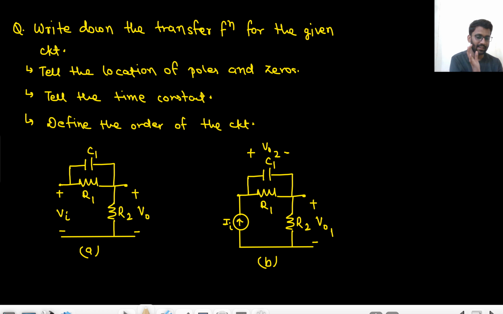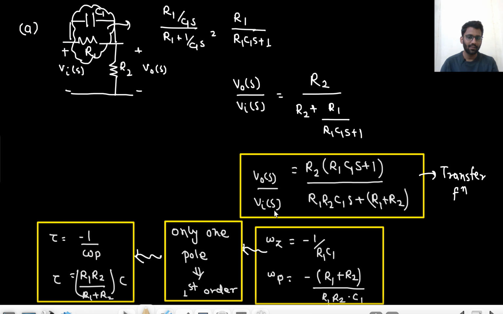The transfer function has nothing to do with the type of input. Even if it is a step input, an impulse input, a ramp input, or a pulse input, any input can be there. It has nothing to do with the type of the input. Are you getting my point? I am just finding V0(s) by Vin(s).